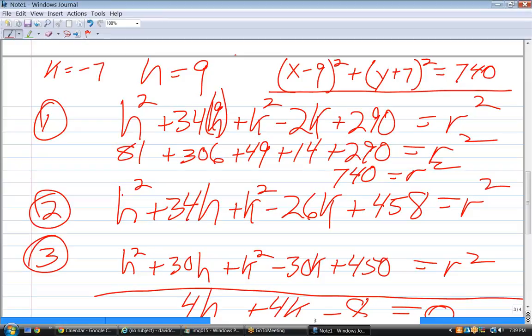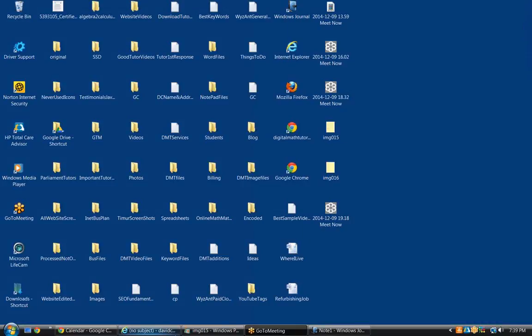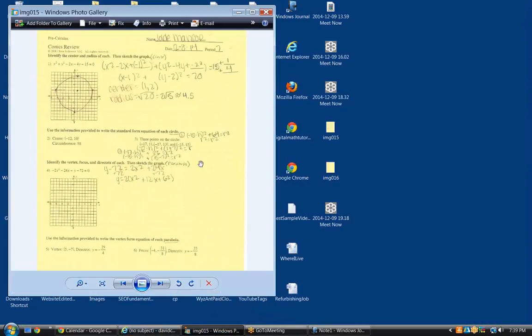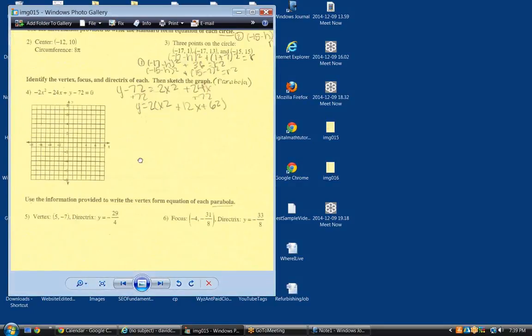Okay? And that's the only way I know. I haven't run into a problem like that in quite some time, where you're given 3 points of a circle. It's a hard solution. I mean, that took us 20 minutes to solve. All right, let's look at number 4.